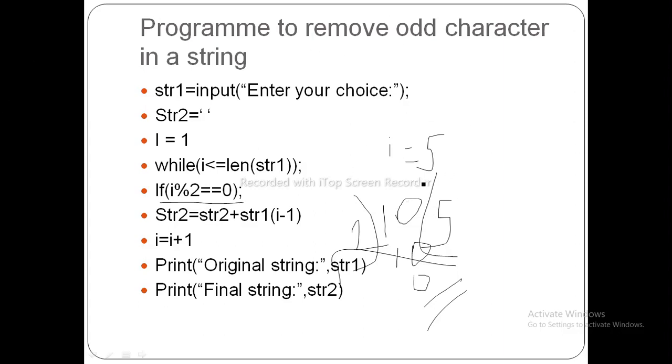Length means whatever will be the length of the string. str1 means length of the string. And I is a variable which will be divisible by 2, and we are getting 0 as remainder. Then I equals I plus 1, which means it will increase. Then we'll print original string str1, then final string str2. Original means whatever will be the value of string, and final means after removing the odd characters, whatever we are getting.